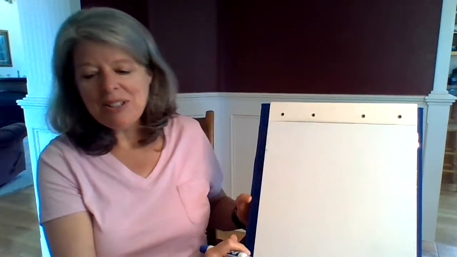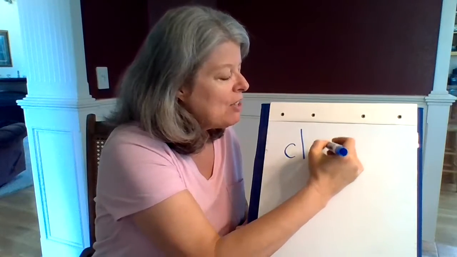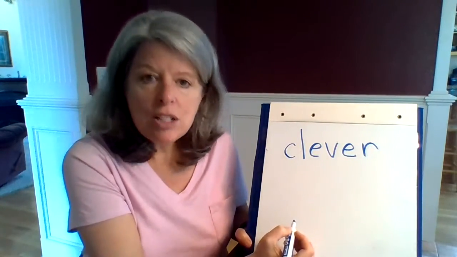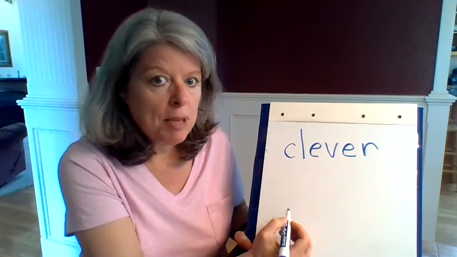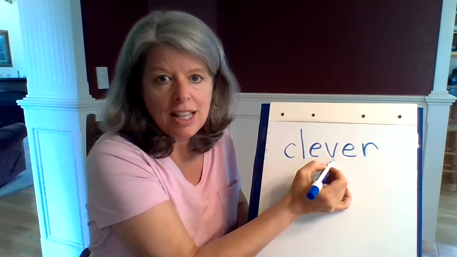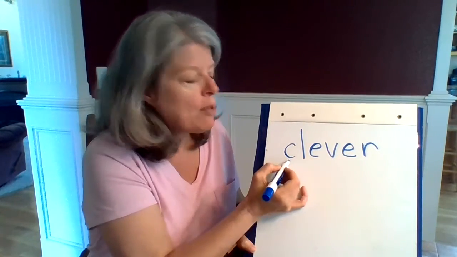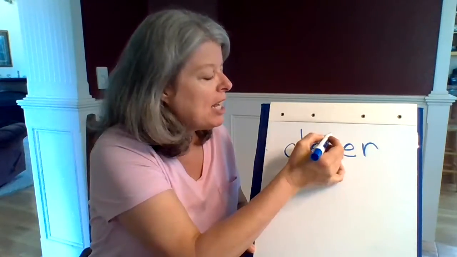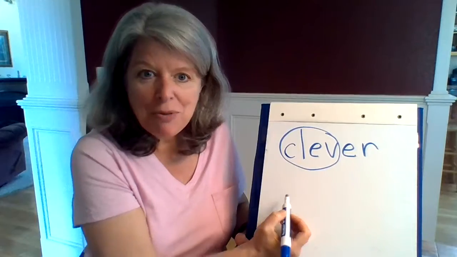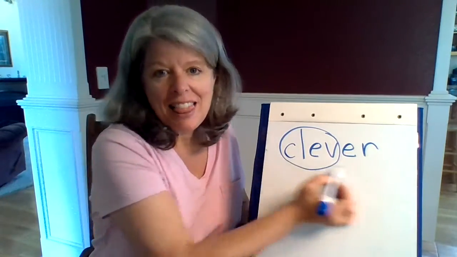Write down these letters. C, L, E, V, E, R. So let's notice the beginning part of this word. We have consonant, consonant, vowel, consonant. That's the part we want to circle. We see consonant, vowel, consonant, but there's two consonants here at the beginning. So we're going to circle that as a chunk. And now we're going to read the first part. Clever, clever.